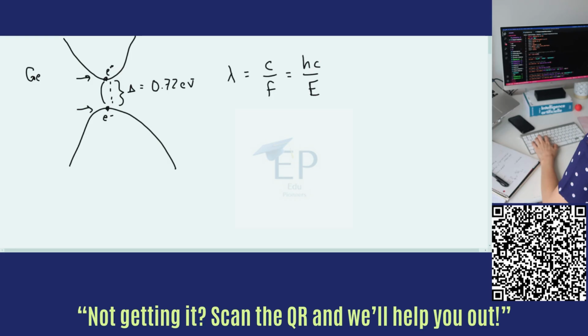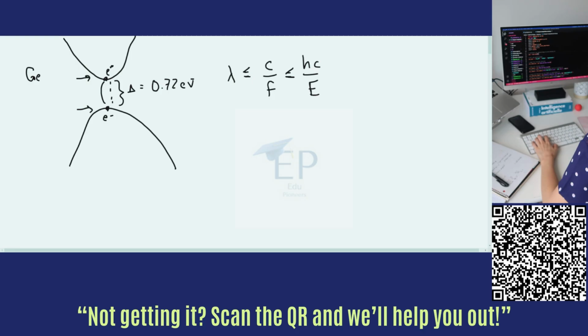You could have just gotten that from a well-known relationship anyway, but let's just figure it out, right? This is the minimum amount of energy needed. So basically, we're saying that the wavelength has to be less than or equal to this, right?